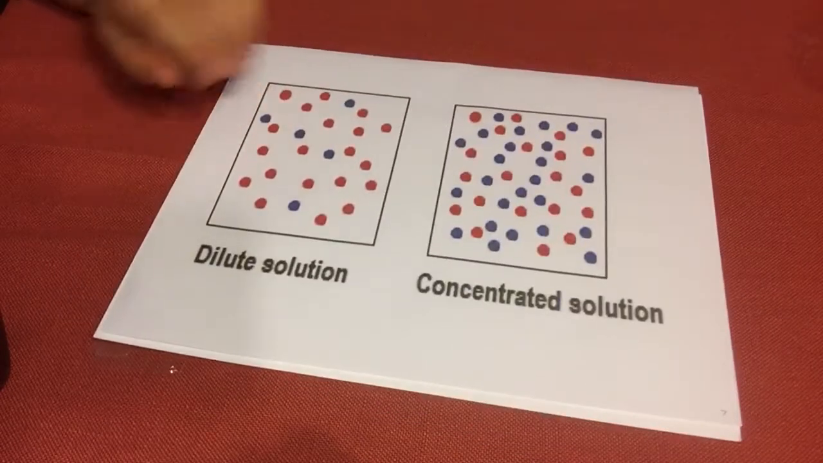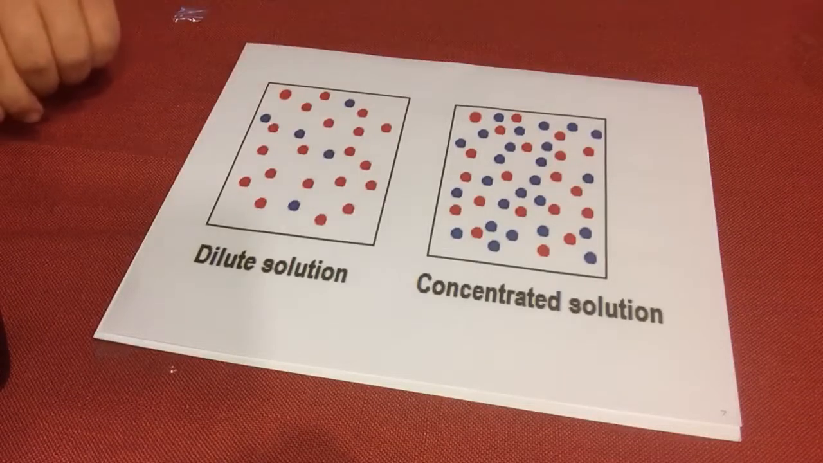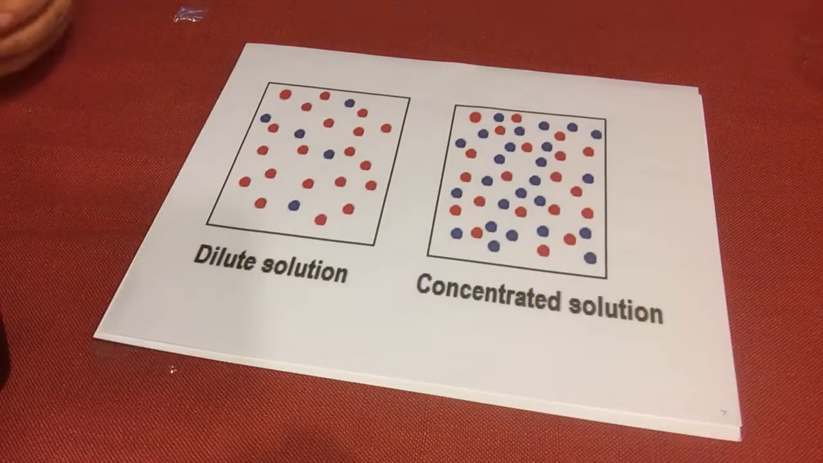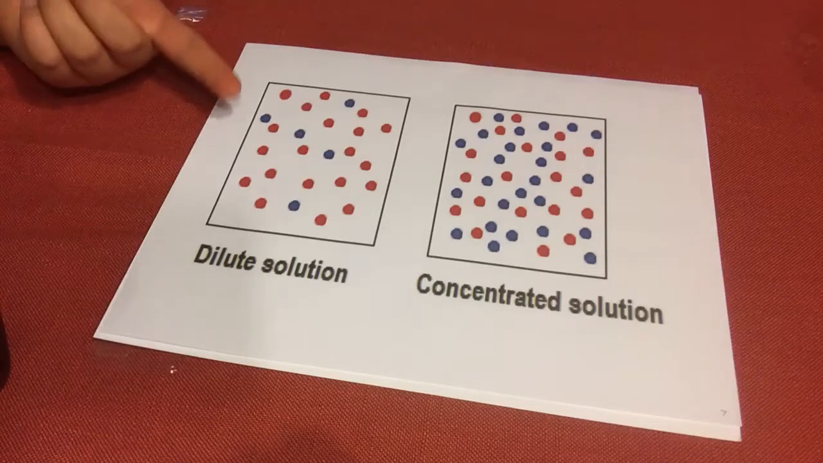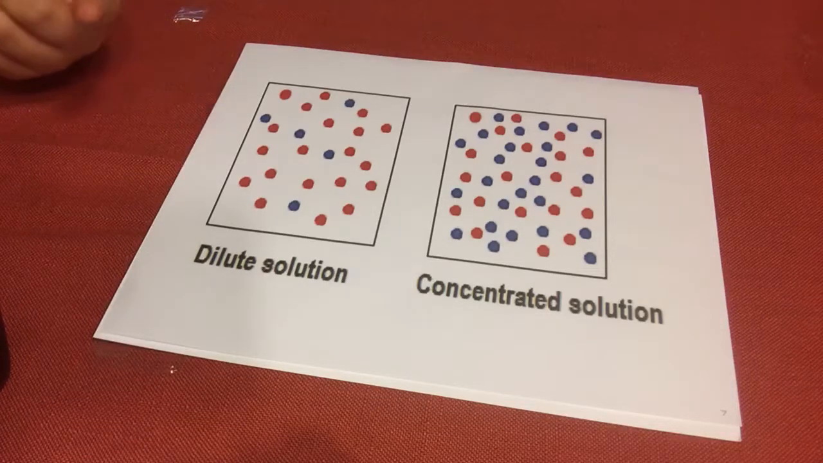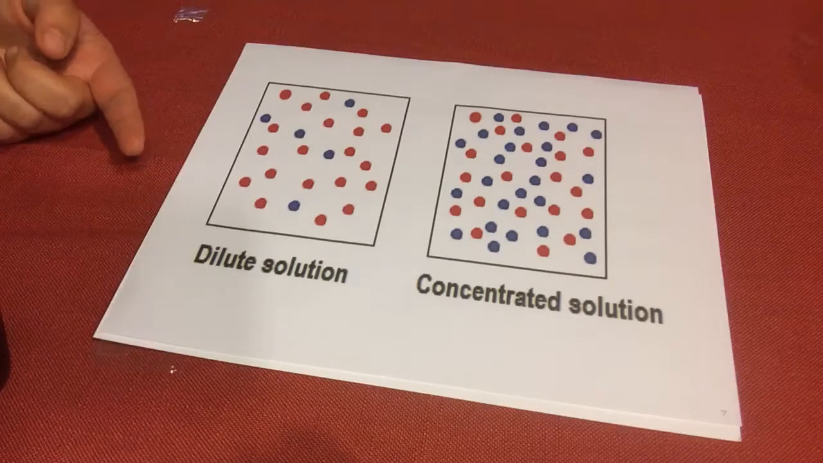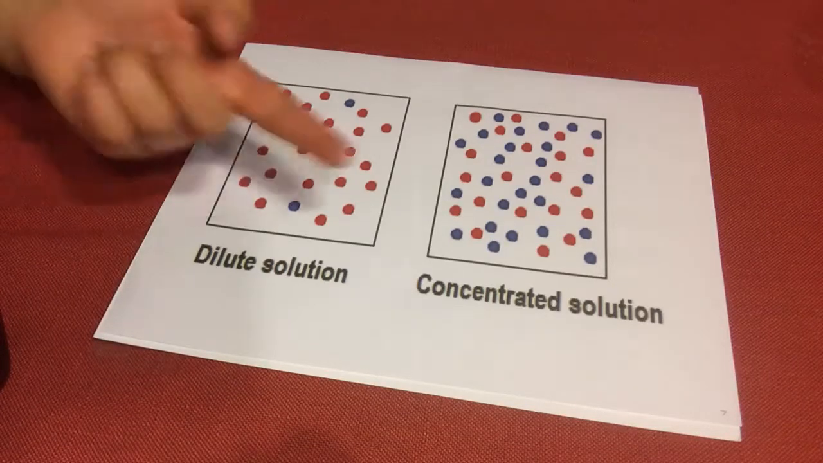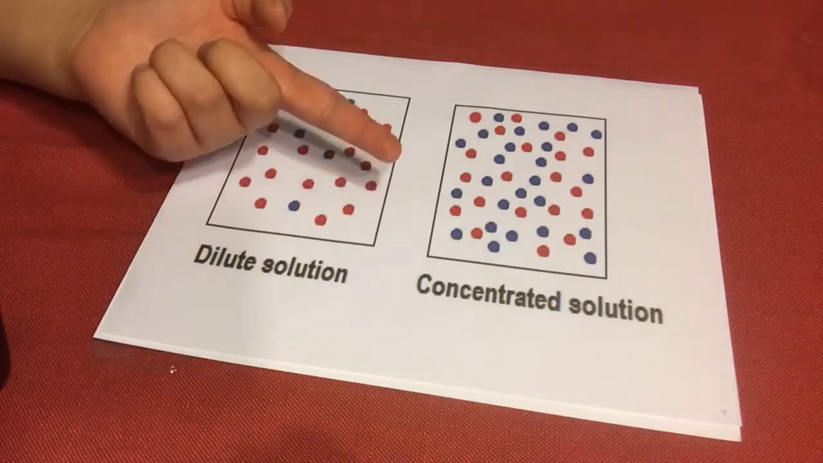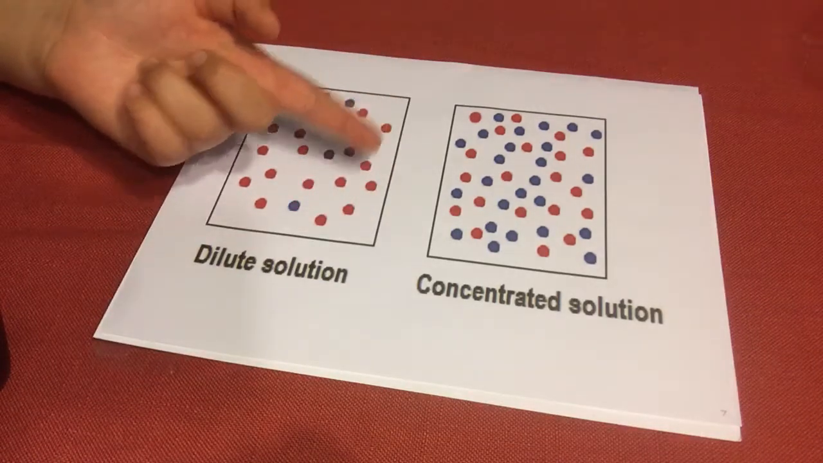Now, with all the examples I gave about concentration, we can give a definition of concentration. The concentration of a solution is a measure of how much solute is dissolved in the given solvent. In a dilute solution, right here, there's only a small amount of solute dissolved in the solvent. On the other hand, in the concentrated solution right here, there's a large amount of solute in the solvent.